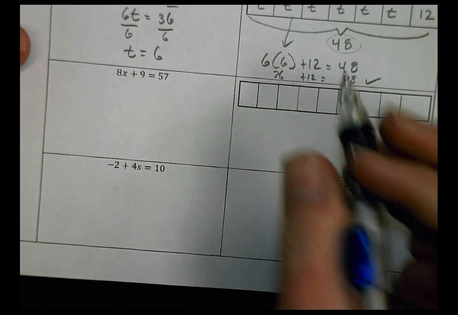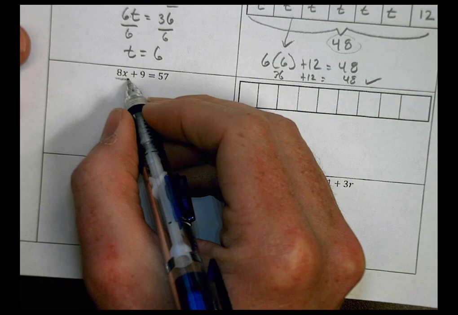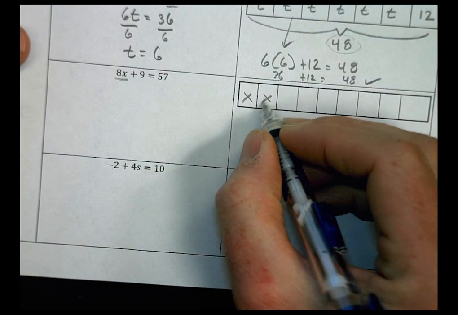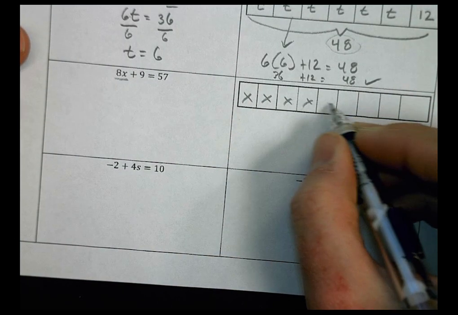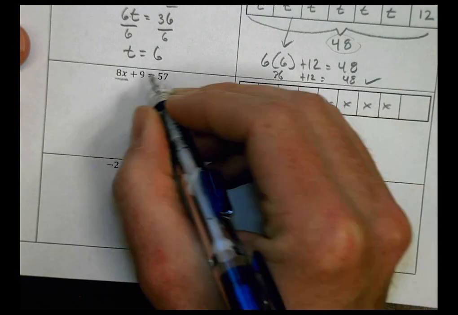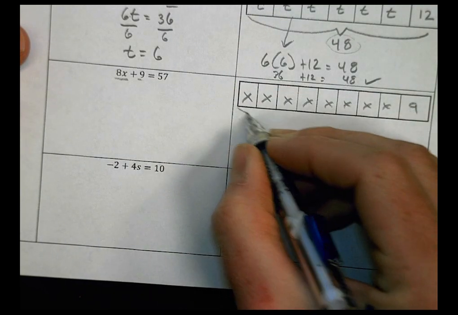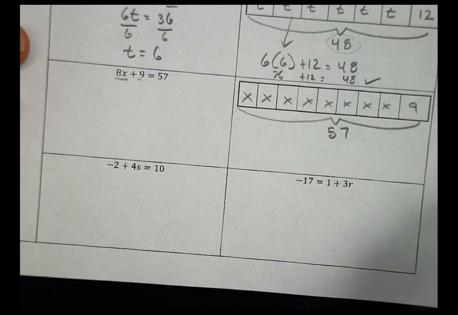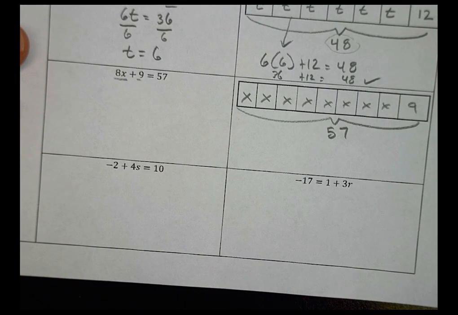The next one here, again, there's our variable. We want to get that by itself. This is like 8 bags of apples. I don't know how many. 1, 2, 3, 4, 5, 6, 7, 8, plus 9 more apples. I have a total of 57 apples. So how many apples are in each bag is what we're trying to find out.